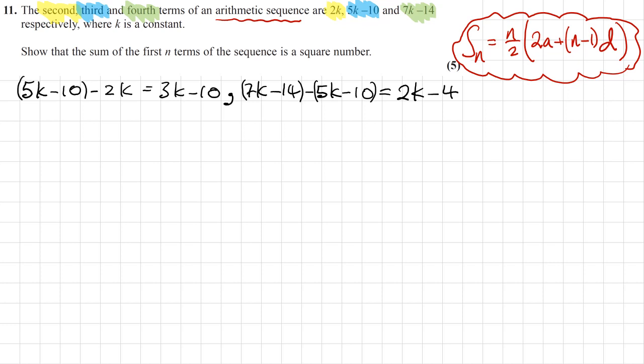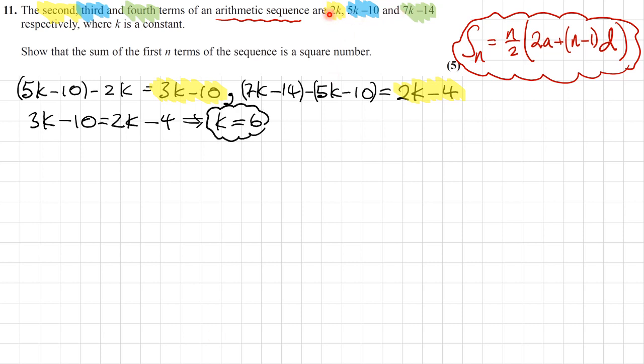Right, these two values are equal to each other because they both give the common difference. So we'll just write down that 3k minus 10 is equal to 2k minus 4. Right, we can solve that. Take away 2k from both sides. Add 10 to both sides. So k is 6. Okay, now I know what the value of k is.